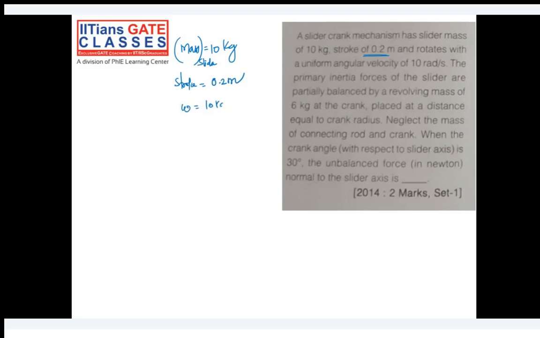So this question is from balancing, balancing of the forces. Neglect the mass of connecting rod and crank. When the angle with respect to slider axis is 30°, the unbalanced force normal to the slider is. Okay, so we have studied balancing in case of slider crank mechanism, if you remember.